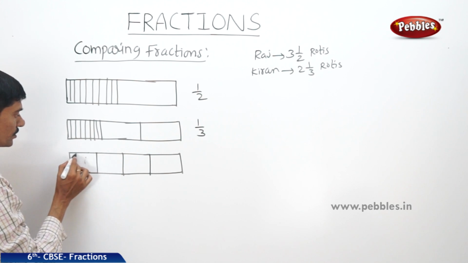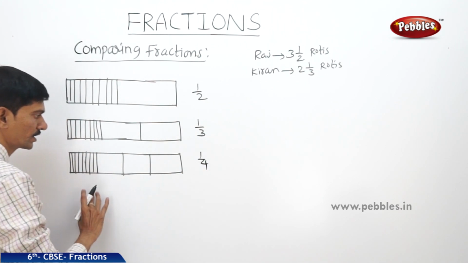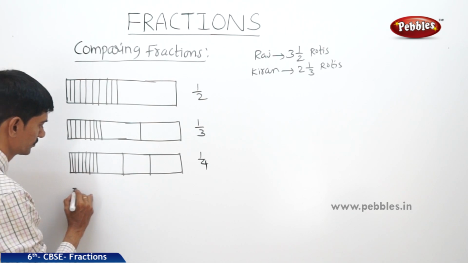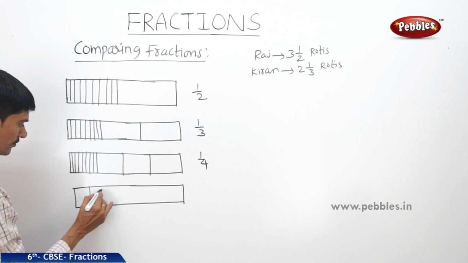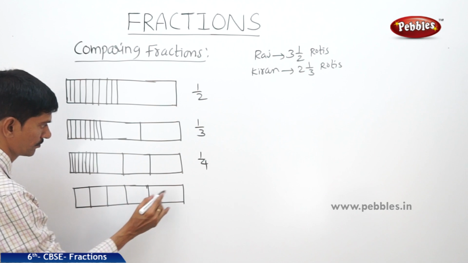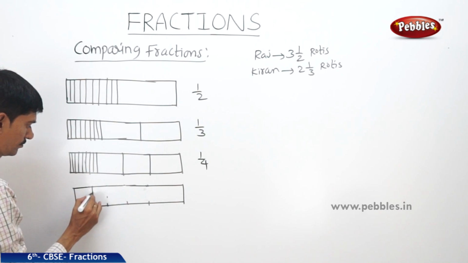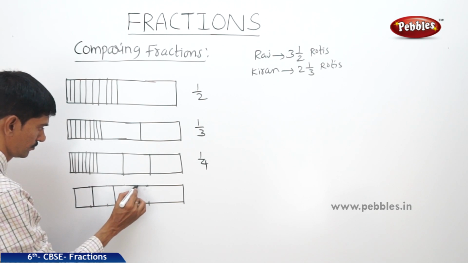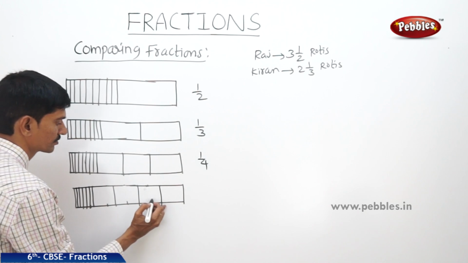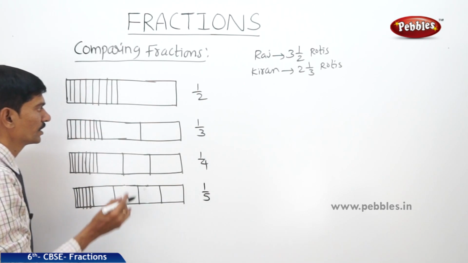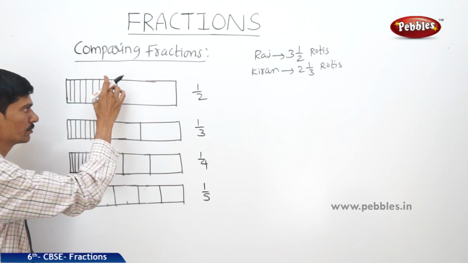And here the first part is shaded. Now this is 1/4. So if the rectangle is divided into 5 equal parts, and here also one part is shaded. Now this is 1/5. So when the rectangle is divided into more equal parts, then the size of each part will be reduced.